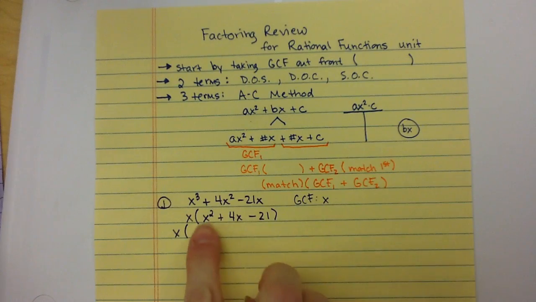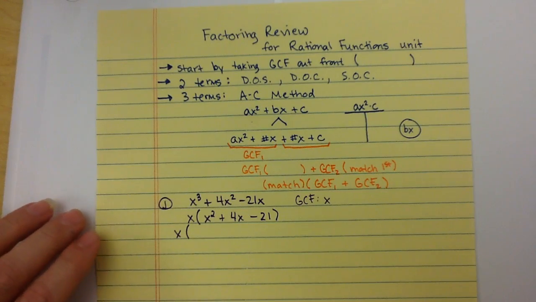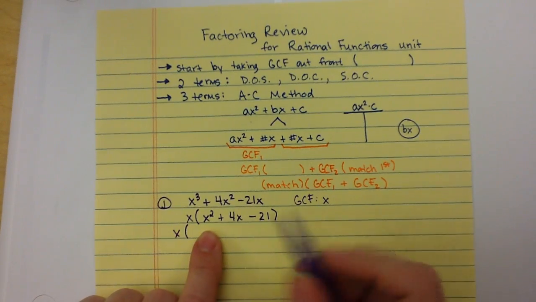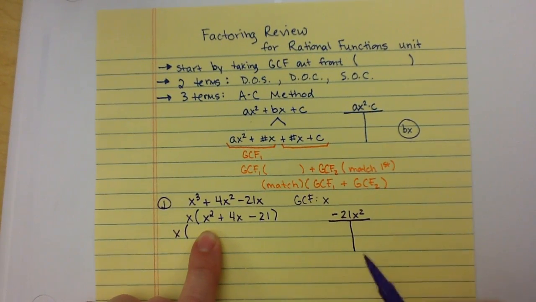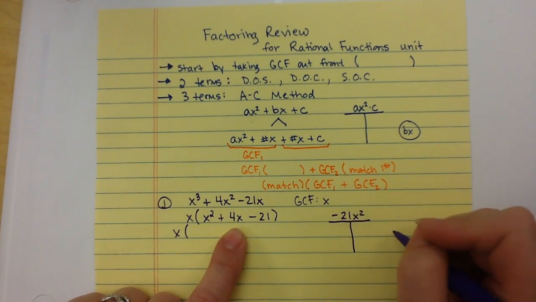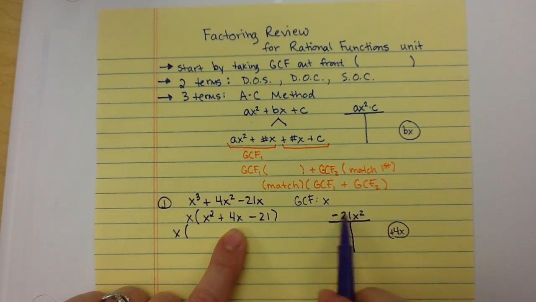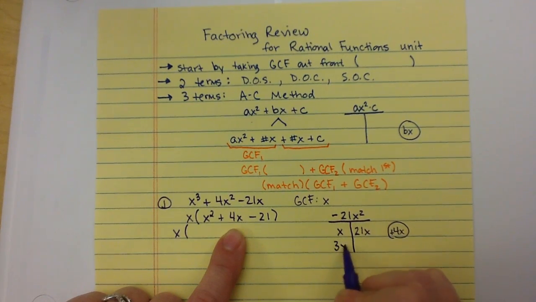And then I see that I have 3 terms, so I'm going to factor by the AC method. So I want to figure out what a times c is. That's x squared times negative 21, so negative 21x squared. And then I need a pair that would multiply to give me negative 21x squared, but add to give me 4x. And it's positive 4x, so I have to watch my signs. In order to get negative 21x squared, one of my pair is going to need to be positive, the other negative. So I start by listing out what multiplies to give me 21x squared.